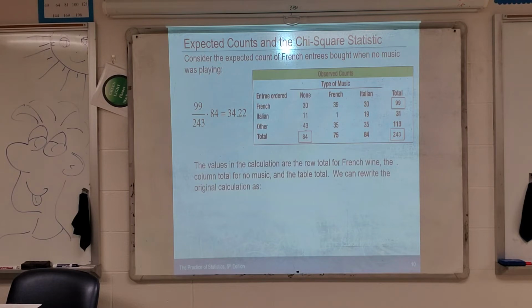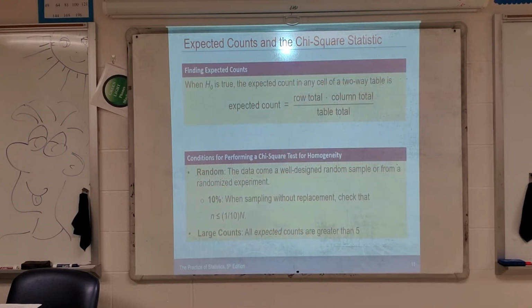So the values in this calculation are the row total for the French entrees, the column total for no music, and the table total. We can rewrite the original calculation as 99 times 84 over the grand total. It's row total times column total over grand total. So when the null is true, the expected count in any cell of a two-way table is equal to the row total times the column total over the table total, or grand total.